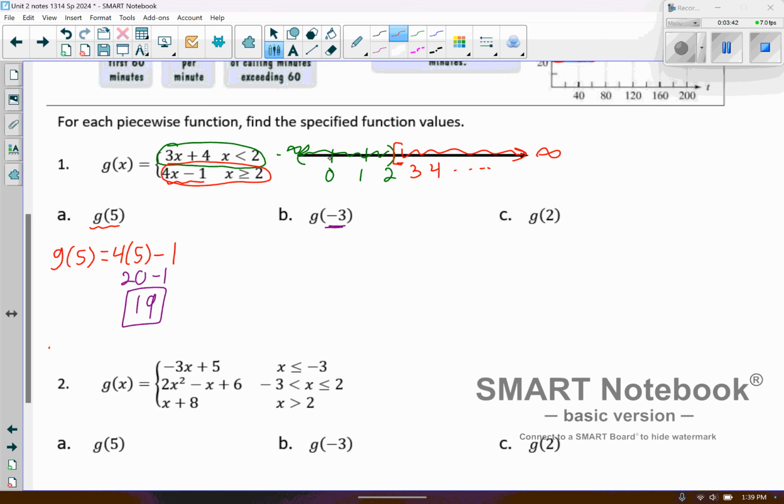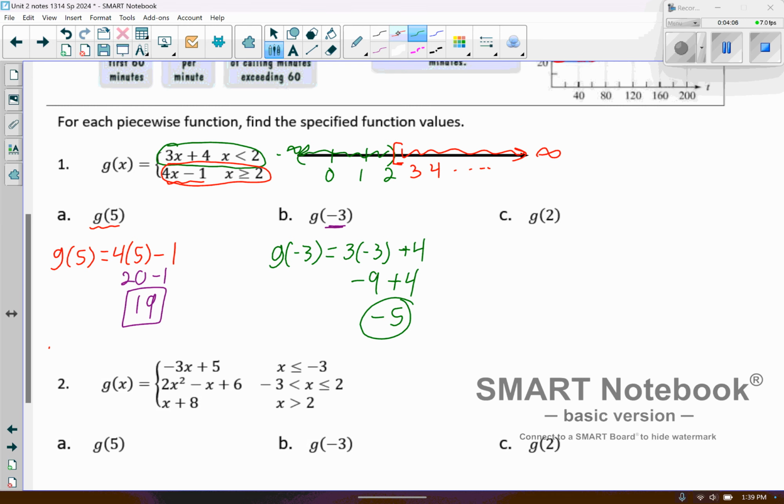Okay, negative 3 would be located in the green portion. So I'm going to use the top equation. g of negative 3 is equal to 3 times negative 3 plus 4. That gives us negative 9 plus 4, which is negative 5.